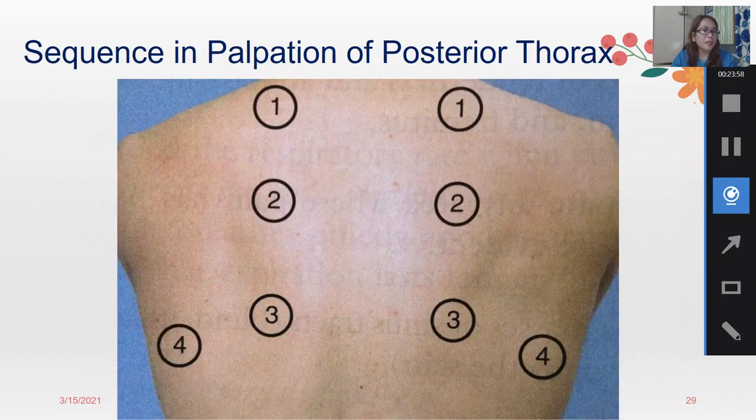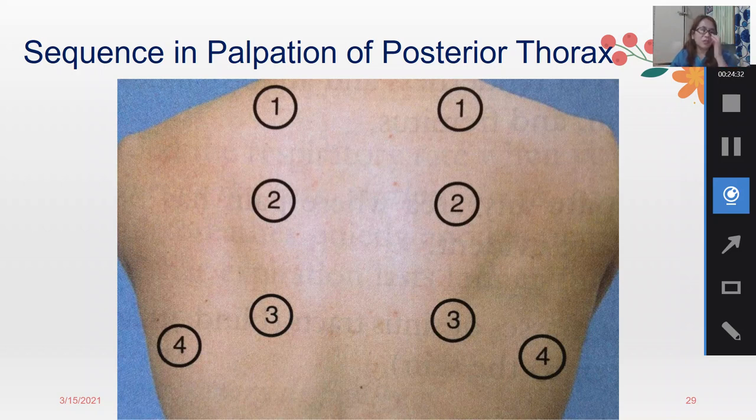Okay. And then, so, sequence and palpation of the posterior thorax. So, tandaan nyo yung apat na areas. So, pag nagpalpate kayo, ito yung gagamitin nyo, yung palad nyo. Okay, sabay yan. Kaya nakita nyo, sabay. Laging sabay kasi dalawang sides. Dapat sabay yan for you to compare. So, nakita nyo yung itsura ng likod ng client. So, doon nyo itatapat yung inyong kamay. 1, 2, 3, and then 4.